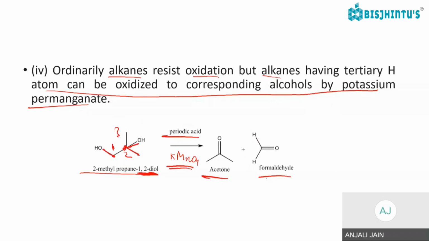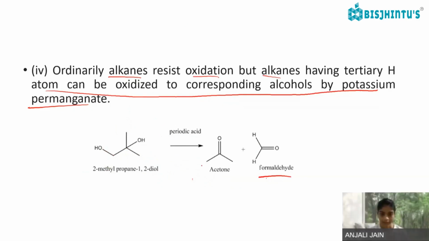Here three carbons have been attached to this carbon: first, second, and third. So this is a tertiary carbon. If a tertiary hydrogen is present, then it can give us the corresponding alcohol. This corresponding alcohol can be oxidized to acetone and formaldehyde. Acetone is CH3COCH3, so the corresponding alcohol is oxidized to a ketone. This group has been removed, and the CH2 here is oxidized to a double bond O with H and H. This is formaldehyde and acetone.